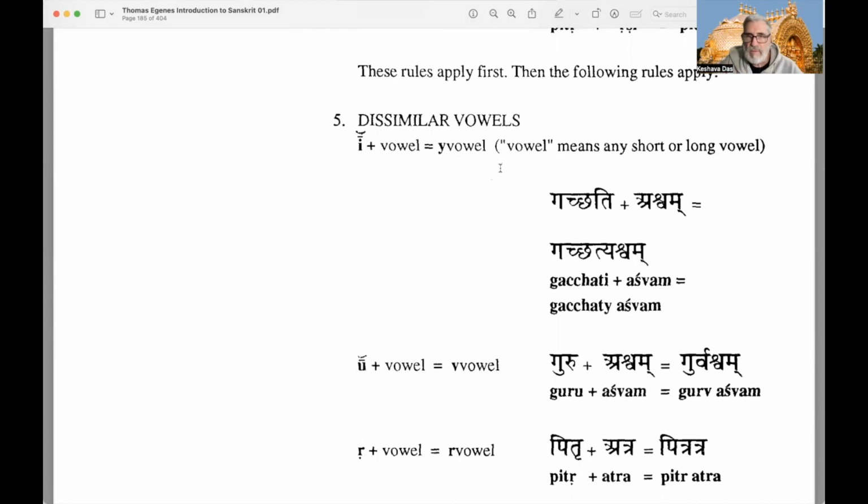So here's an example. Gachati ends in a short I. The next word, ashvam, begins with a short A. So I, short A followed by short A. What happens is the short I turns into a semi-vowel Y. So it's going to be gachatyashvam.